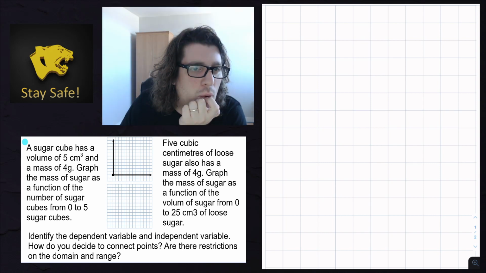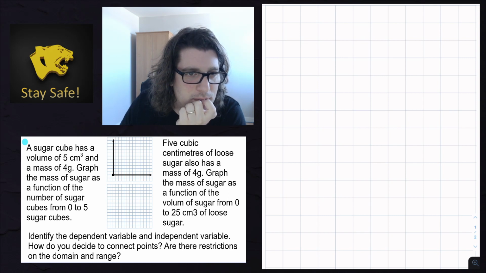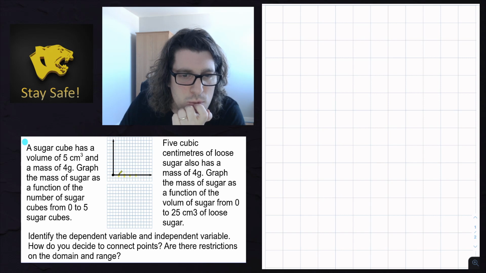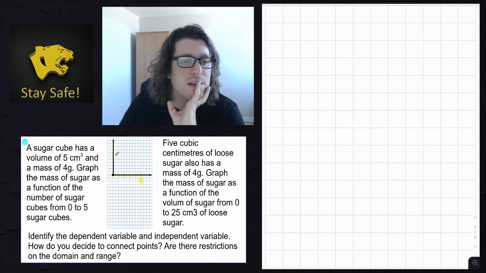What I'm going to say this time is that every 2 things here is going to be 1 sugar cube. So that's 0, 1, 2, 3, 4, 5. And I'm going to maybe just label that as being a 5.